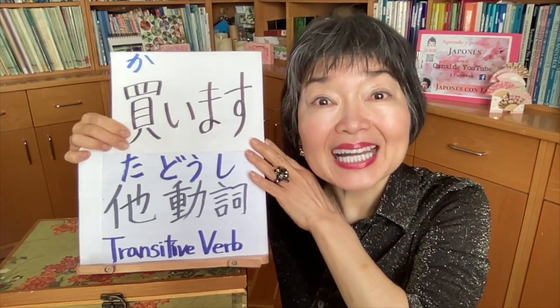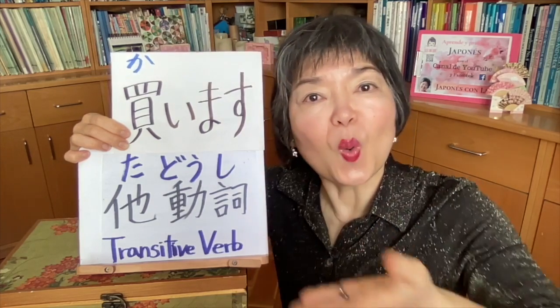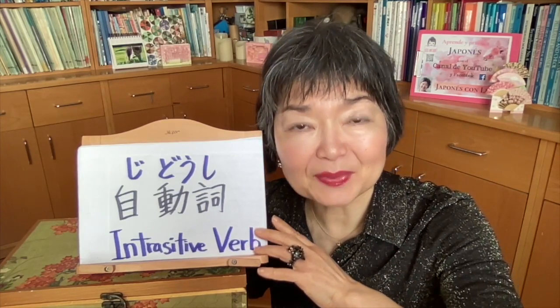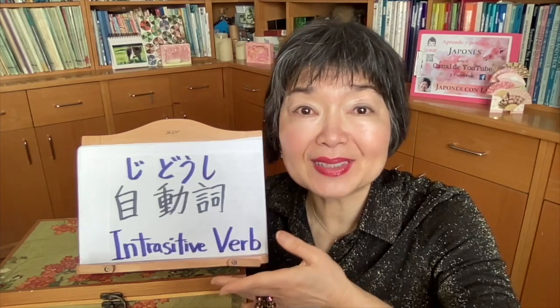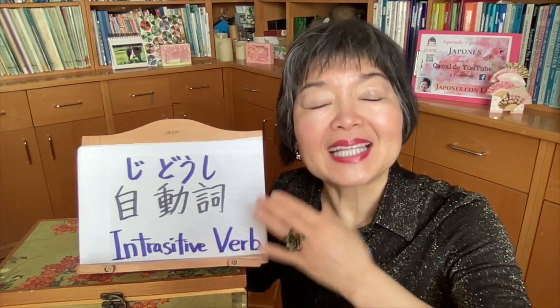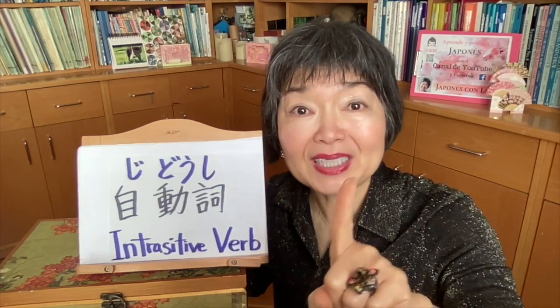So the verb 買います, to buy, this is a transitive verb. To buy what? 買います. So, transitive verb. Today I'm not going to explain more about intransitive verbs because this is more difficult. But when the time comes, I'm going to explain with lots of examples and in really in detail, maybe not only one video, many videos about intransitive verbs.